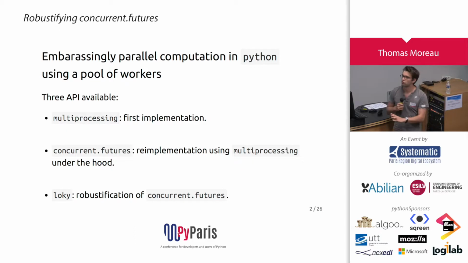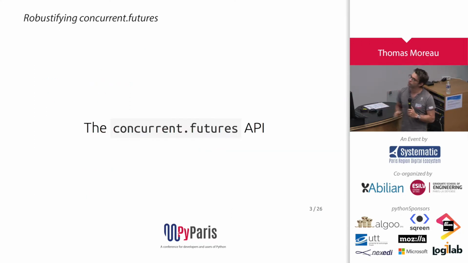And I will also talk a bit at the end of this talk about loky, which is the tool that we have been developing with Olivier, which is some kind of a robustification of concurrent.futures with some improvements in the API, but using the same framework as concurrent.futures. So first, I will start by giving you some overview of the concurrent.futures API, which is a bit less known than the multiprocessing one.